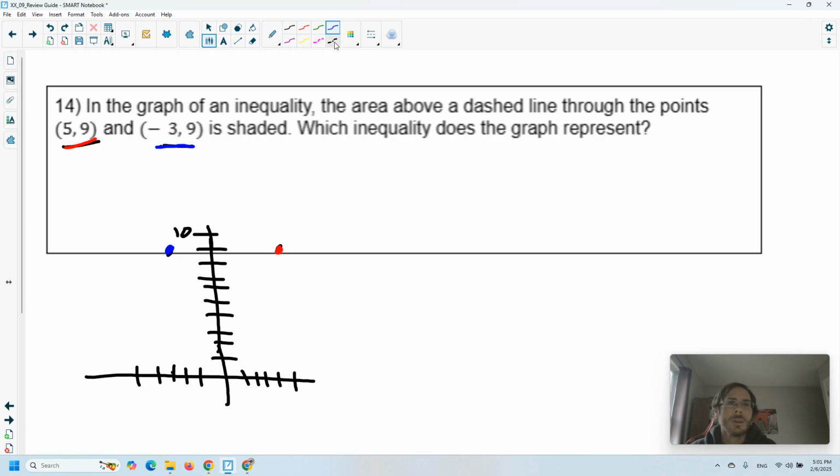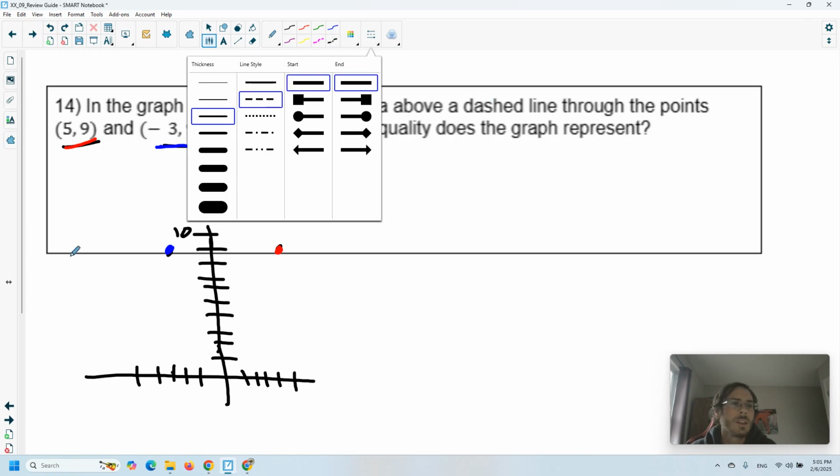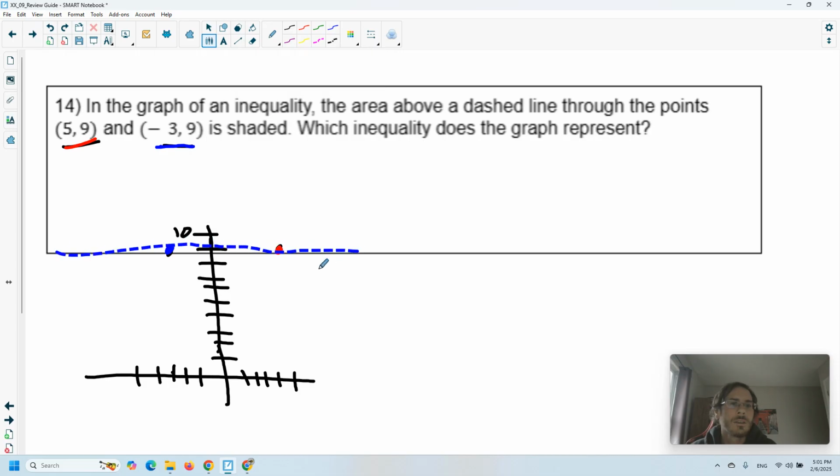Now we want to connect those with a dashed line. So let me go grab my line. We'll make a nice dashed line. That's not a very nice dashed line. Let's try that again. All right, so we'll make a nice dashed line, and we can see the type of line that we have. So we can see this line is just a horizontal line, so it's just a flat line. All right, so that's pretty good. It also tells us that we have to do the area above. So if we do the area above, that's up here.